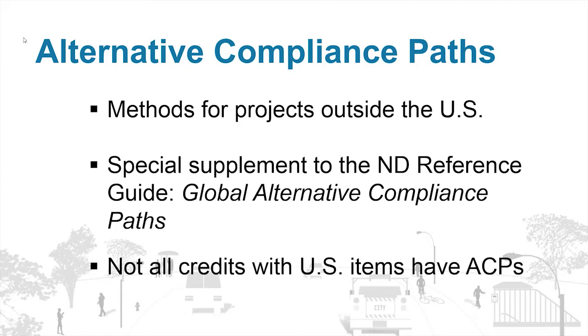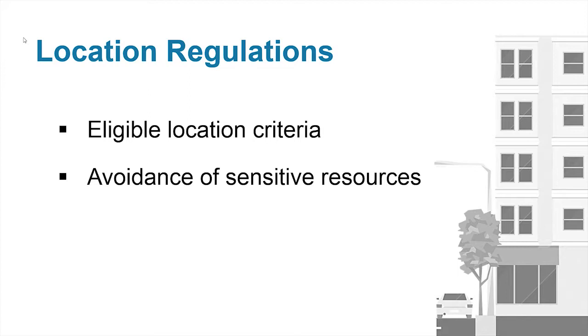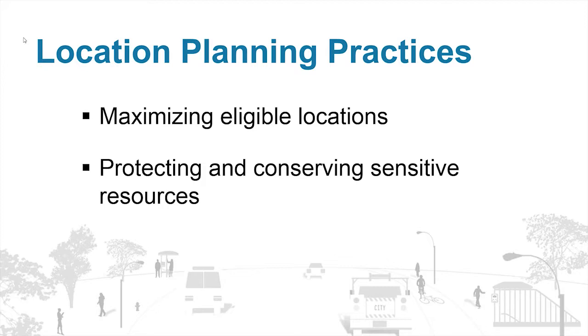Let's run through some of the major types of U.S. standards that an international team must address. The first type are location regulations, which are used to confirm transit service for eligible locations and to keep development away from sensitive environmental resources. We'll go into each of these in more detail in a following chapter. In addition to U.S. regulations, this part of the ND rating system also has U.S.-oriented planning practices that maximize the use of eligible areas and impose significant long-term protections on natural areas. And again, we'll talk more about these in a bit.